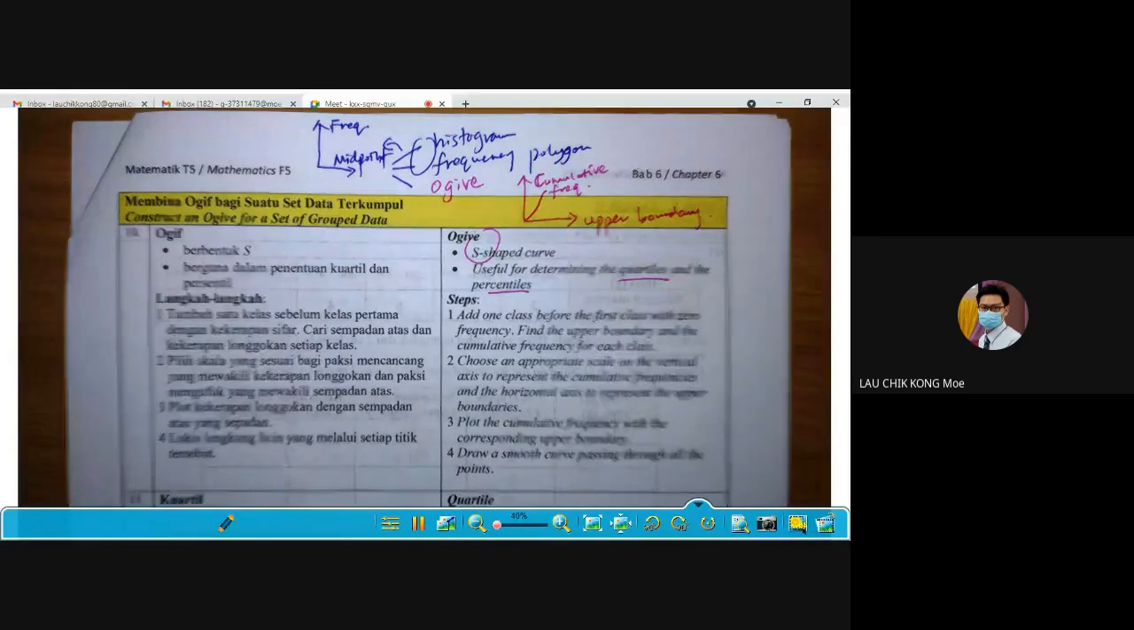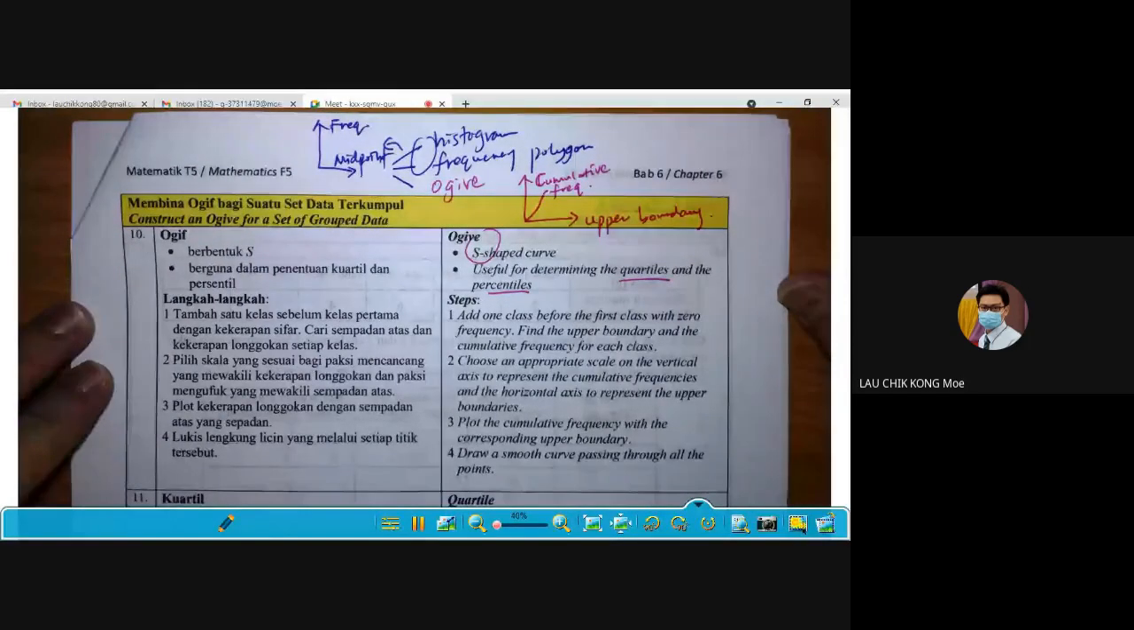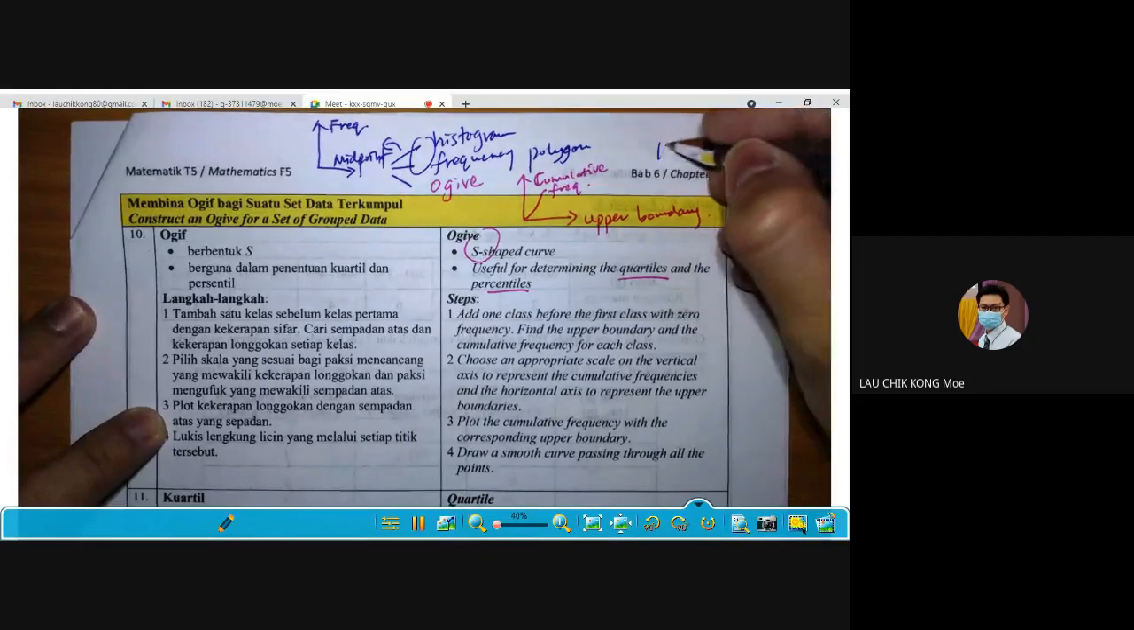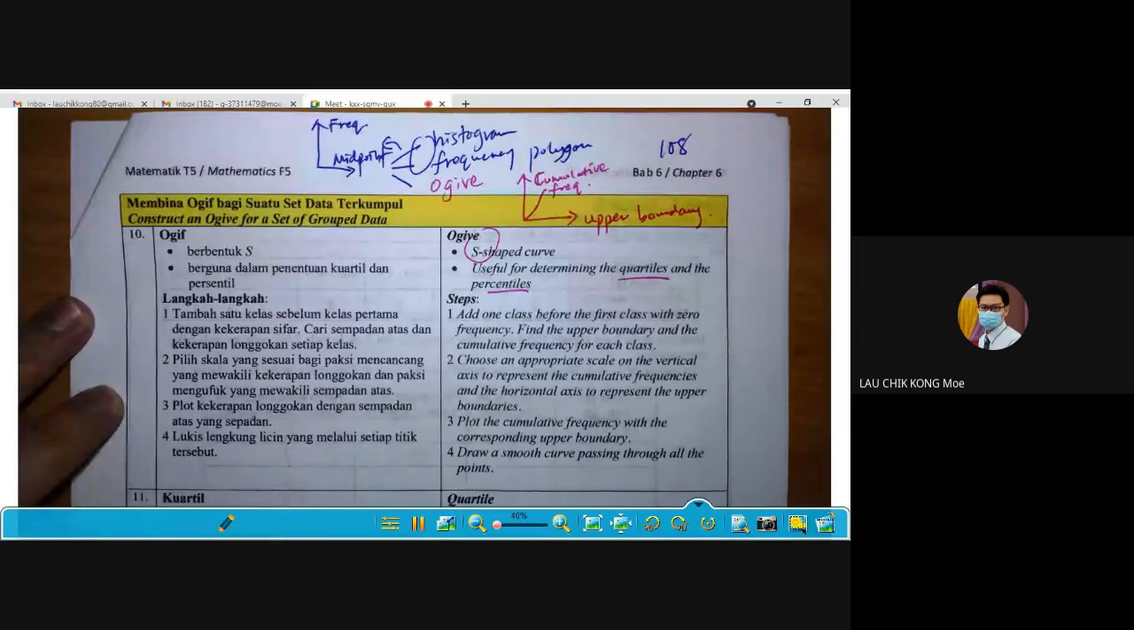Okay, we still continue our chapter 7, page 107. So this part is about the graph ogive.